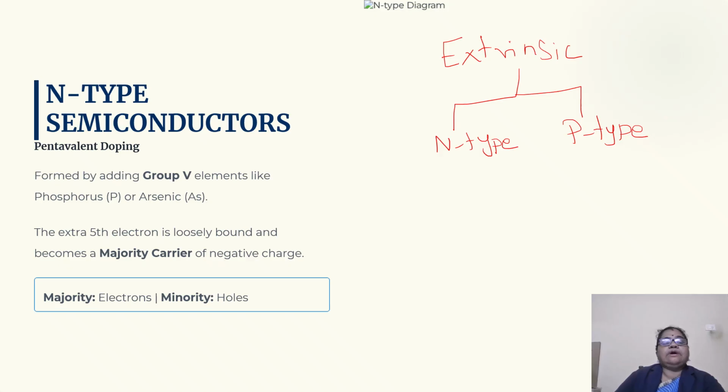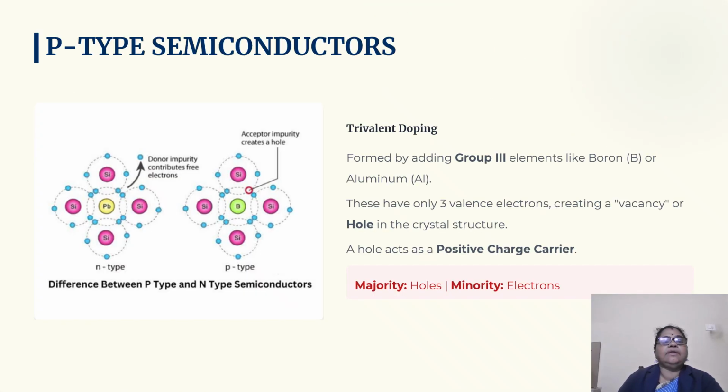So that element has five valence electrons. Four electrons are covalently bonded with the semiconductor atoms. That extra fifth electron is loosely bound and becomes a majority carrier of negative charge. So here the majority carriers are electrons and the minority carriers are holes. That is nothing but an N-type semiconductor.